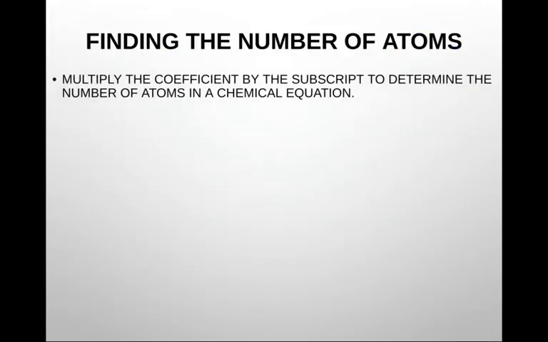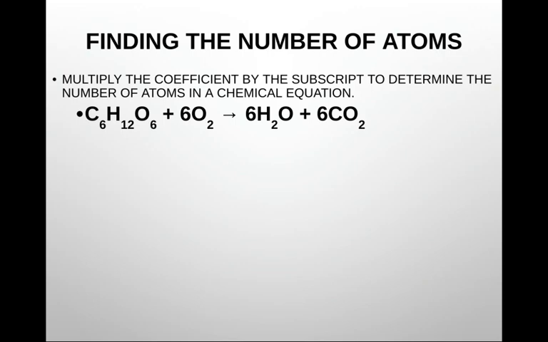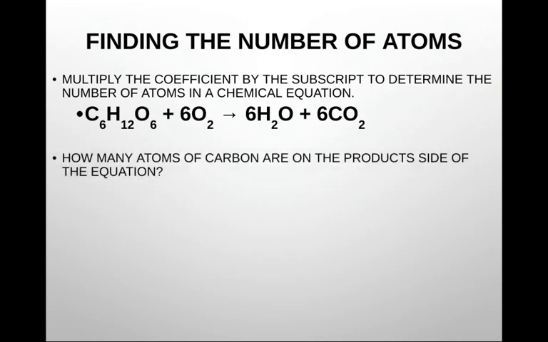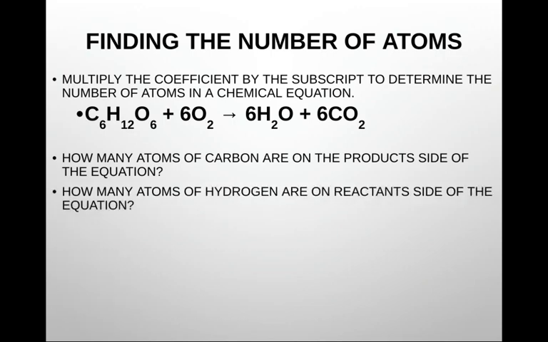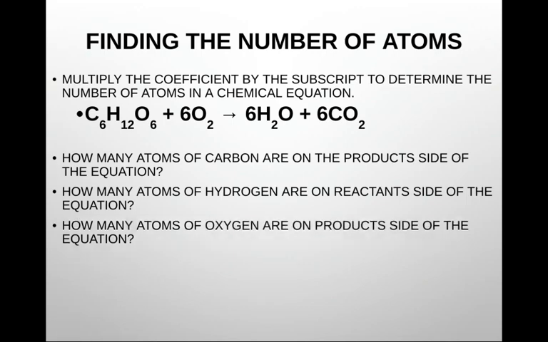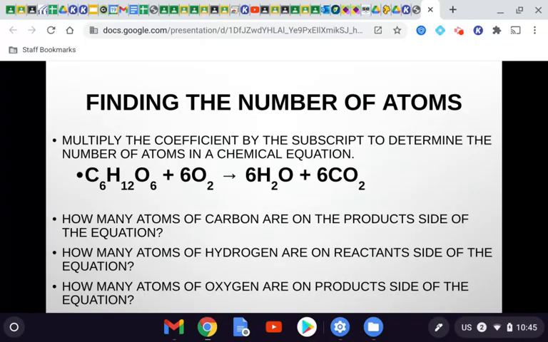So finding the number of atoms. So we are seeing chemical formulas and we are seeing coefficients. How do those work together? Well, you're going to multiply the coefficient by the subscript to determine the number of atoms in a chemical equation. So in this chemical equation, for example, we could ask the question like, how many atoms of carbon are on the product side of the equation? Or how many atoms of hydrogen are there on the reactant side of the equation? Or how many atoms of oxygen are on the product side of the equation? This is one of those ideas that it's easier to show you than to just do on slides. So I'm going to go to our notes.